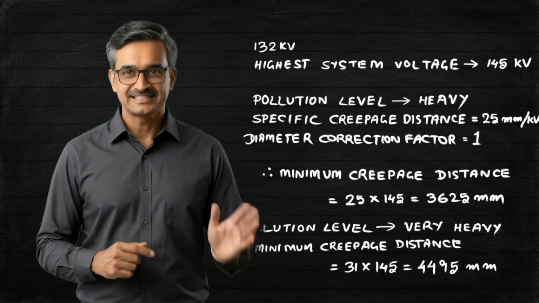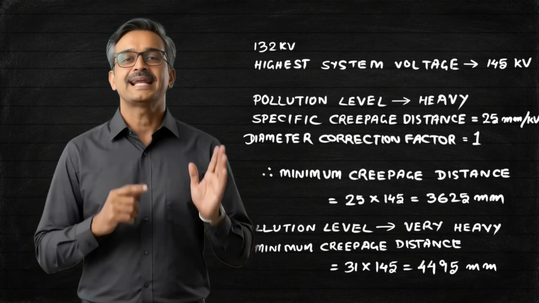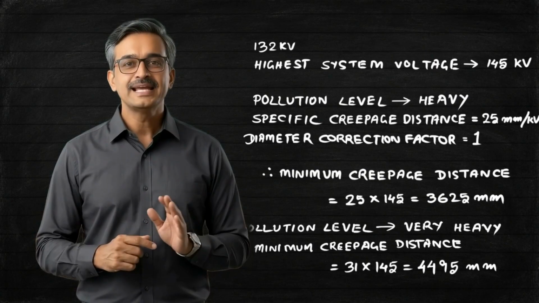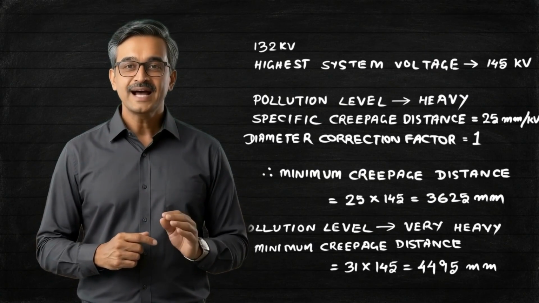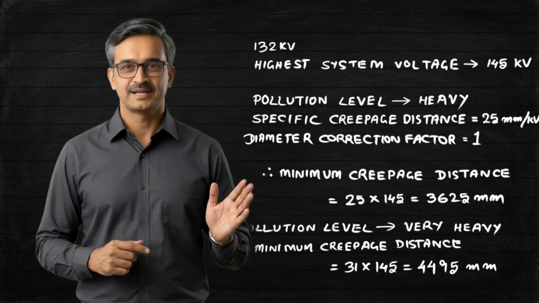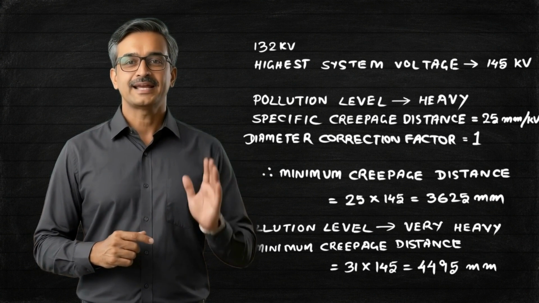Let's quickly summarize. First, identify the pollution level. Second, select the appropriate specific creepage distance from the IEC recommendations. Third, use the highest system voltage for the equipment. Finally, calculate the minimum creepage distance and select an insulator with an equal or higher creepage value.